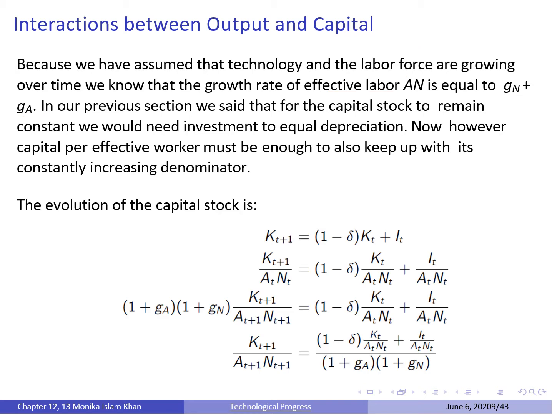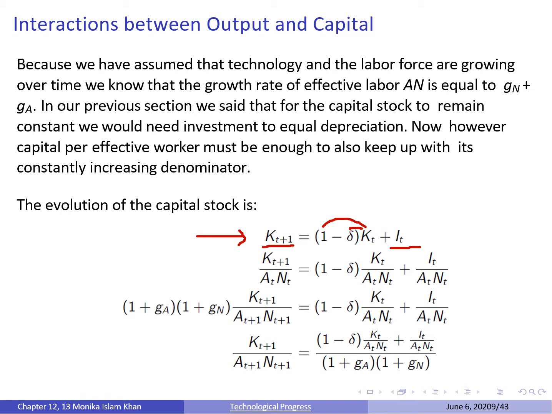So this equation tells you the evolution of capital stock, or this is the equation for capital accumulation. You can call them both. So capital at time t plus 1 is equal to capital at time t minus the depreciation plus the investment into new capital. So in the last lecture we divided this capital accumulation equation by N, but now we want it in terms of effective labor or effective worker, so we will divide both sides by AN, effective labor.